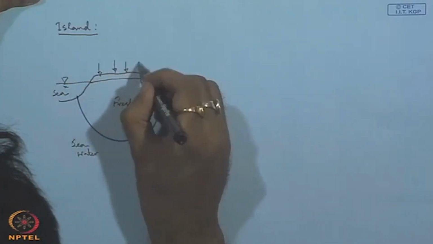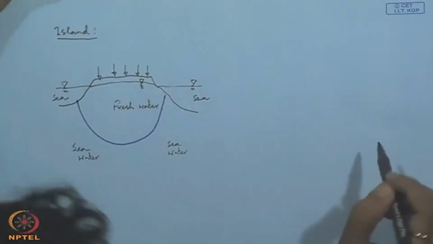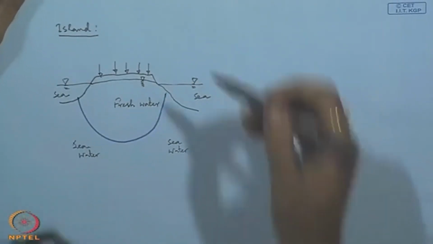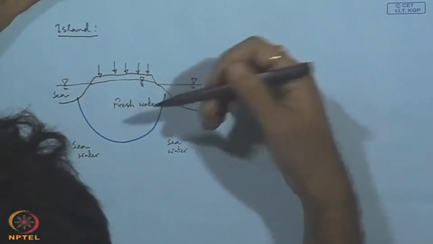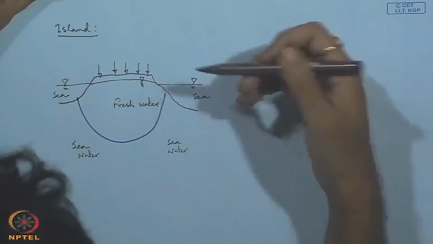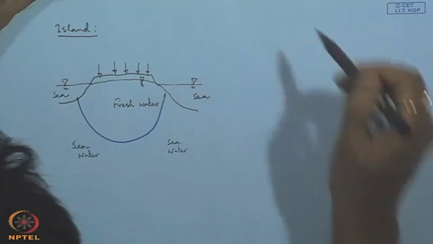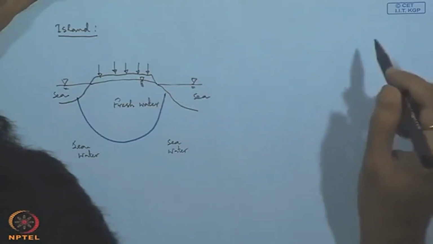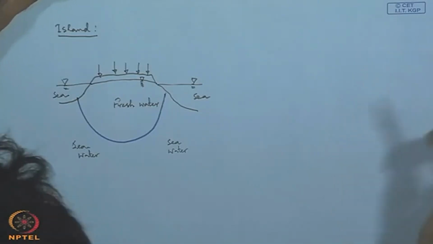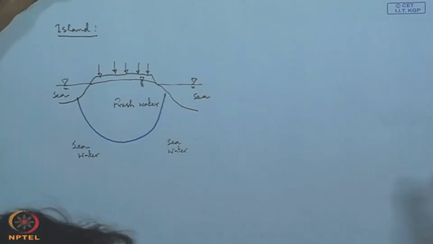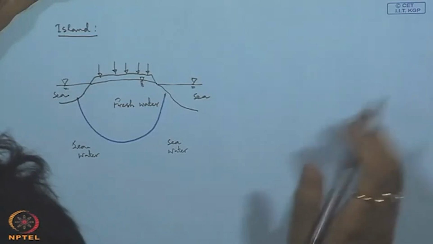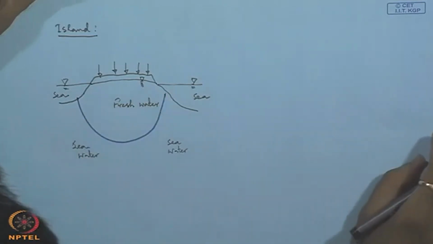And in islands only source of water or fresh water is natural recharge. Natural recharge is the only source of water. So, these are for unconfined, confined and for island aquifers.